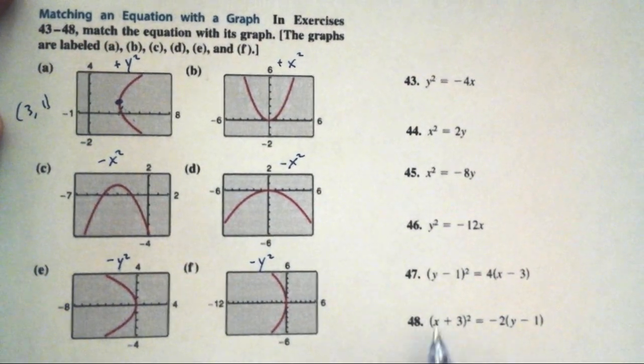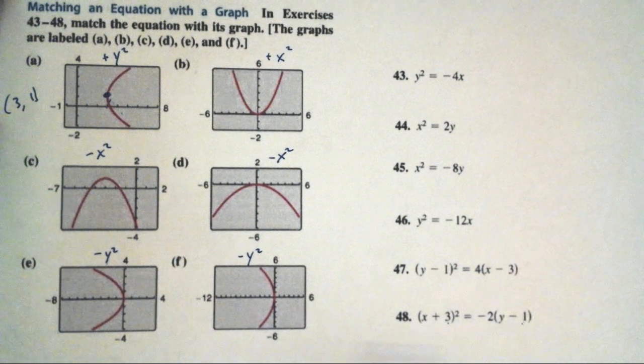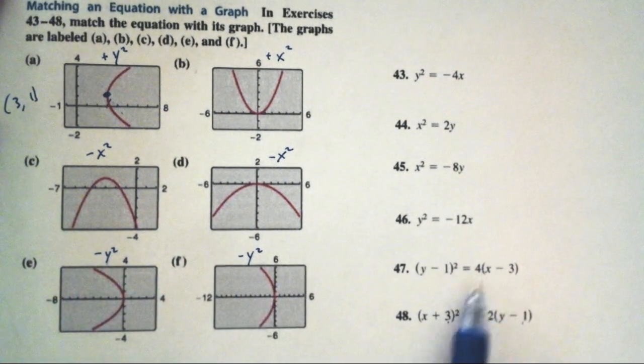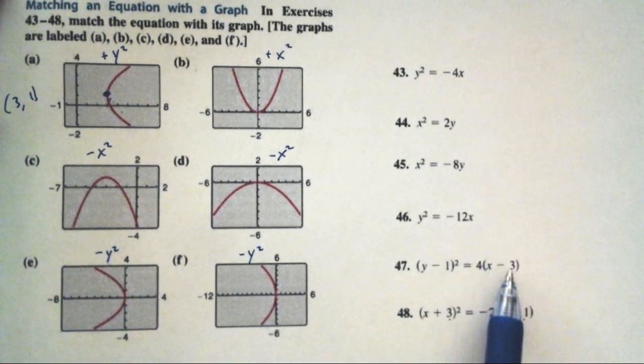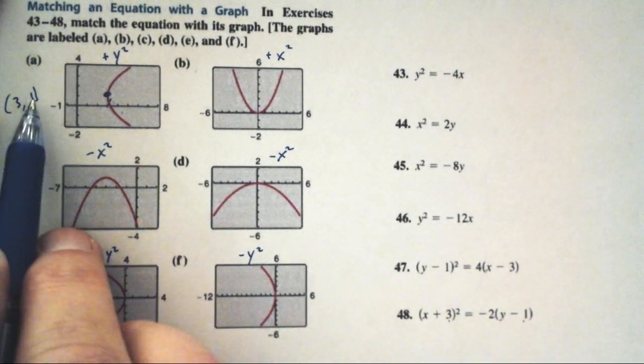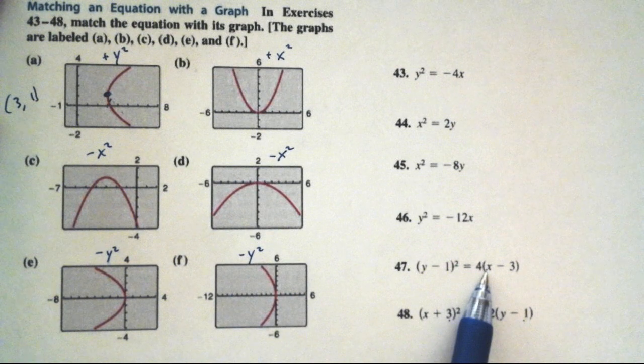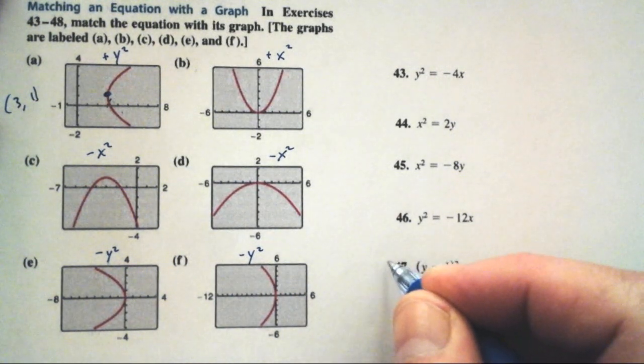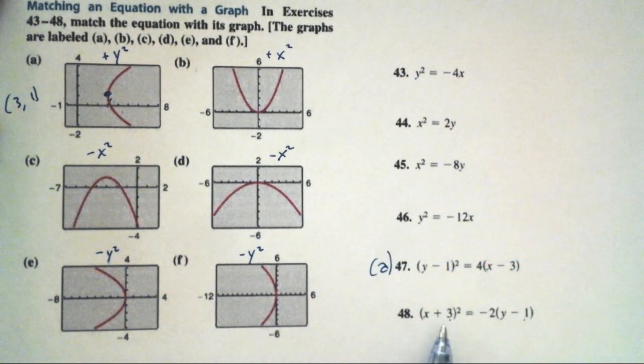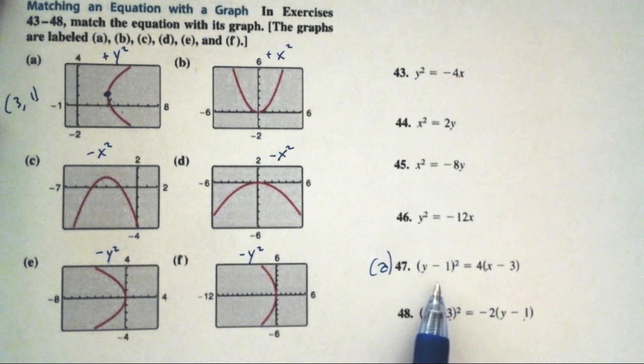And as I look down here, well, here's a 3 and here's a 1. But when x is 3, this is 6. When x is 3, this is 0. When y is 1, this is 0. And this is a positive y squared. This is it. This is A. Plus, it couldn't be 48 because this is an x squared and we're looking for a y squared.